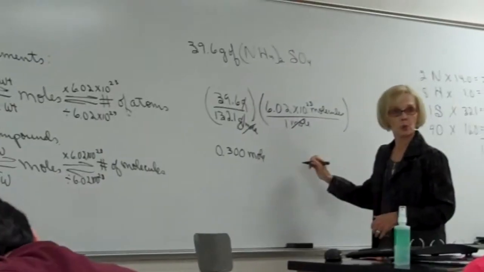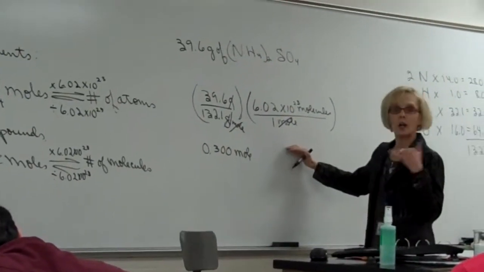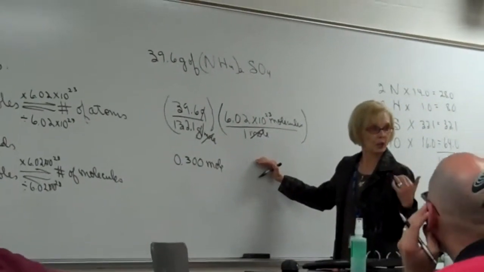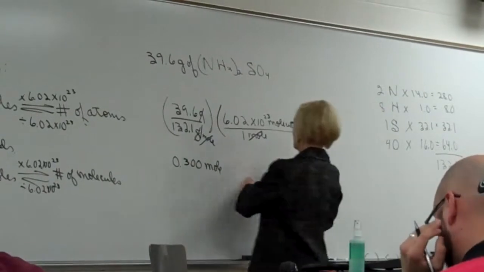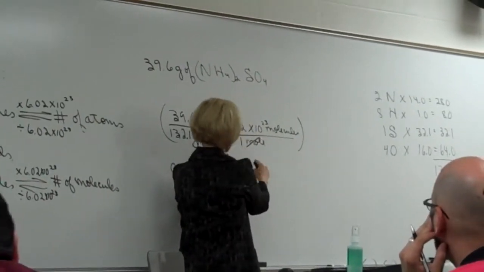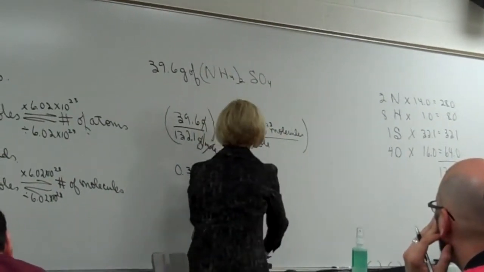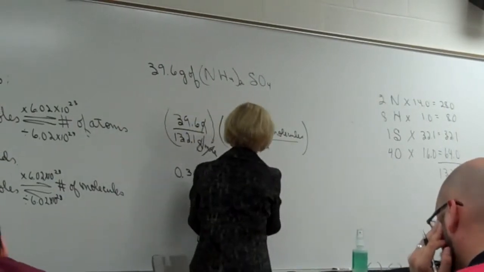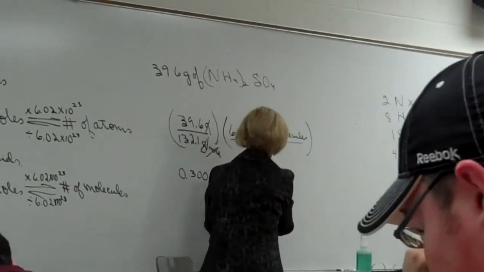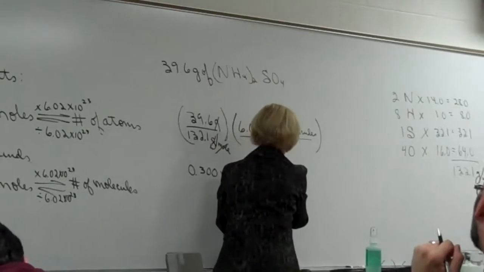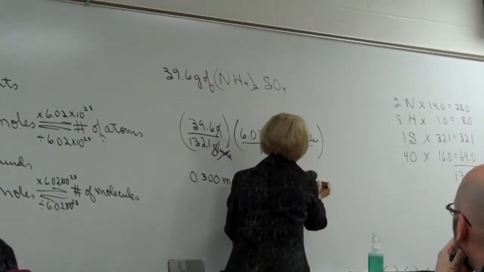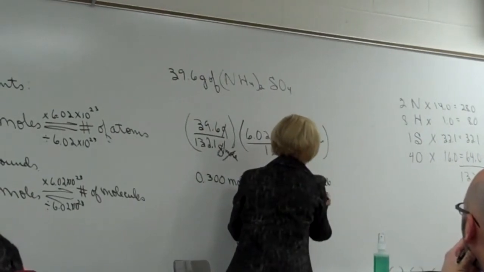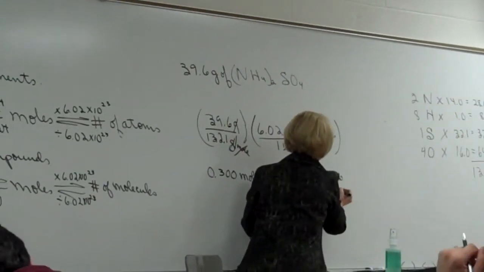So if we want a checkpoint right here, then let's look at how many molecules we have right here. Meredith, do you have it? What would the answer be when we get the second part? 1.81 times 10 to the 23rd molecules of ammonium sulfate.